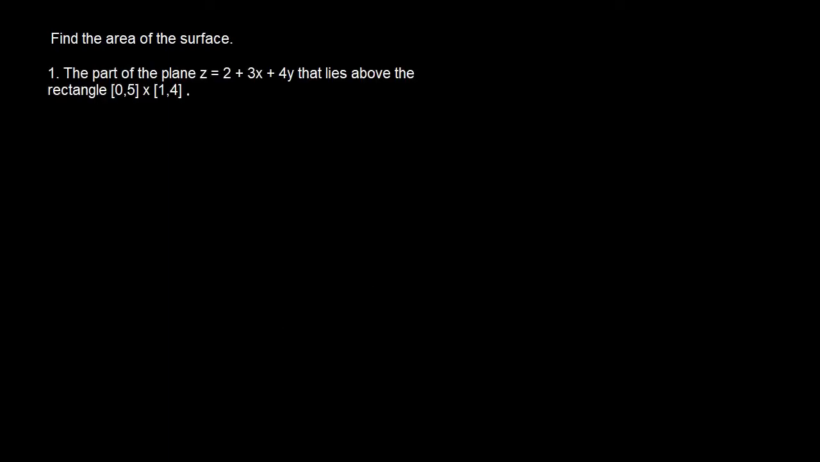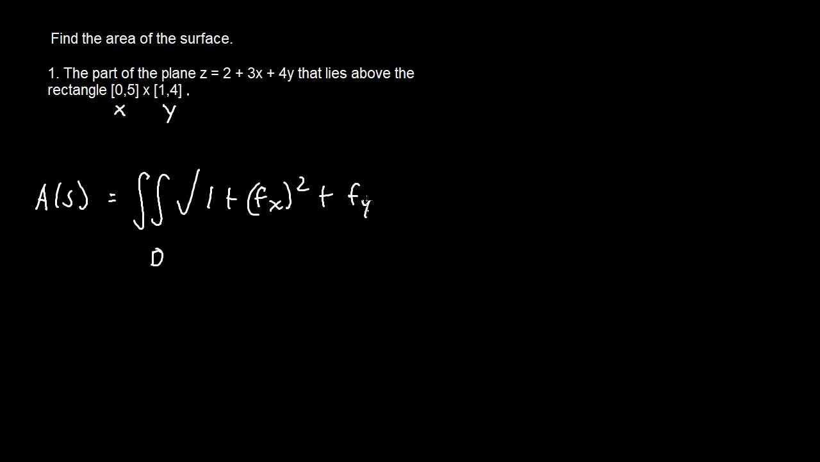So for number 1, let's find the surface area of the part of the plane z equals 2 plus 3x plus 4y that lies above the rectangle. And so the x dimensions of the rectangle are 0 by 5, and the y bounds go from 1 to 4. So once again, if I were to rewrite the formula for surface area, it's going to equal the double integral described by the region D of the square root of 1 plus f sub x squared plus f sub y squared. And then we have dA on the outside.